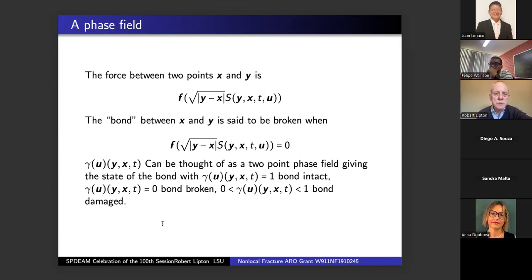Okay, so the force between the 2 points is again this dark F, and it depends on the strain, suitably rescaled, and that rescaling is very handy. The bond again is said to be broken when the force is 0. So we're going to have a force that somehow is elastic for small strains and then breaks for large strains. Okay, and the phase field also depends on the strain, and it starts at 1, it's unbroken, it's intact, and it goes to 0 when the strain gets too big. Okay, so this is how we sort of couple the material to the force.